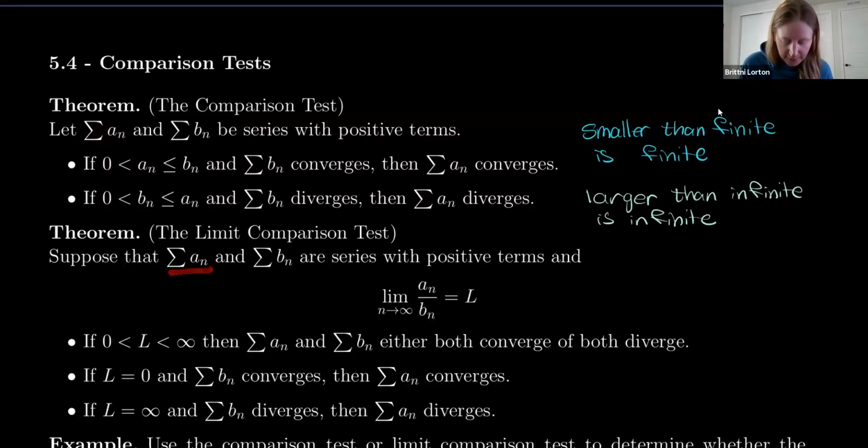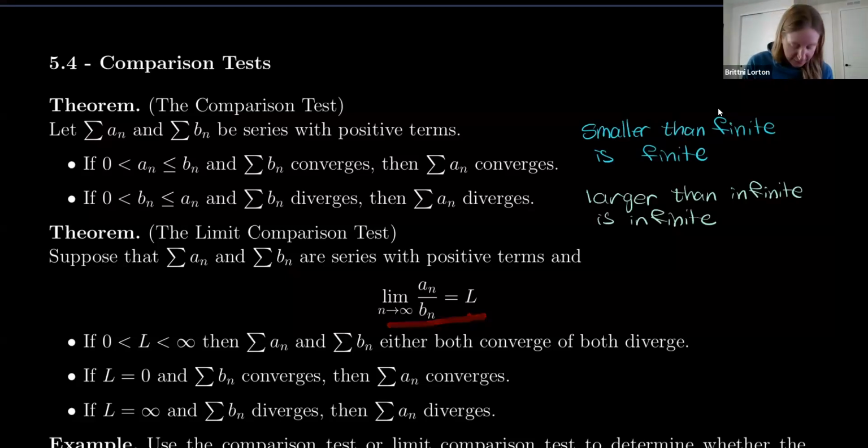Suppose the sum of a sub n and the sum of b sub n are series, again, with positive terms. And let's think about their growth rates or the limit of their ratio, similarly to the ratio test. The limit as n goes to infinity of a sub n over b sub n equals L, where L is some answer to that limit, and then I have 3 conditions based off of what that answer will be.